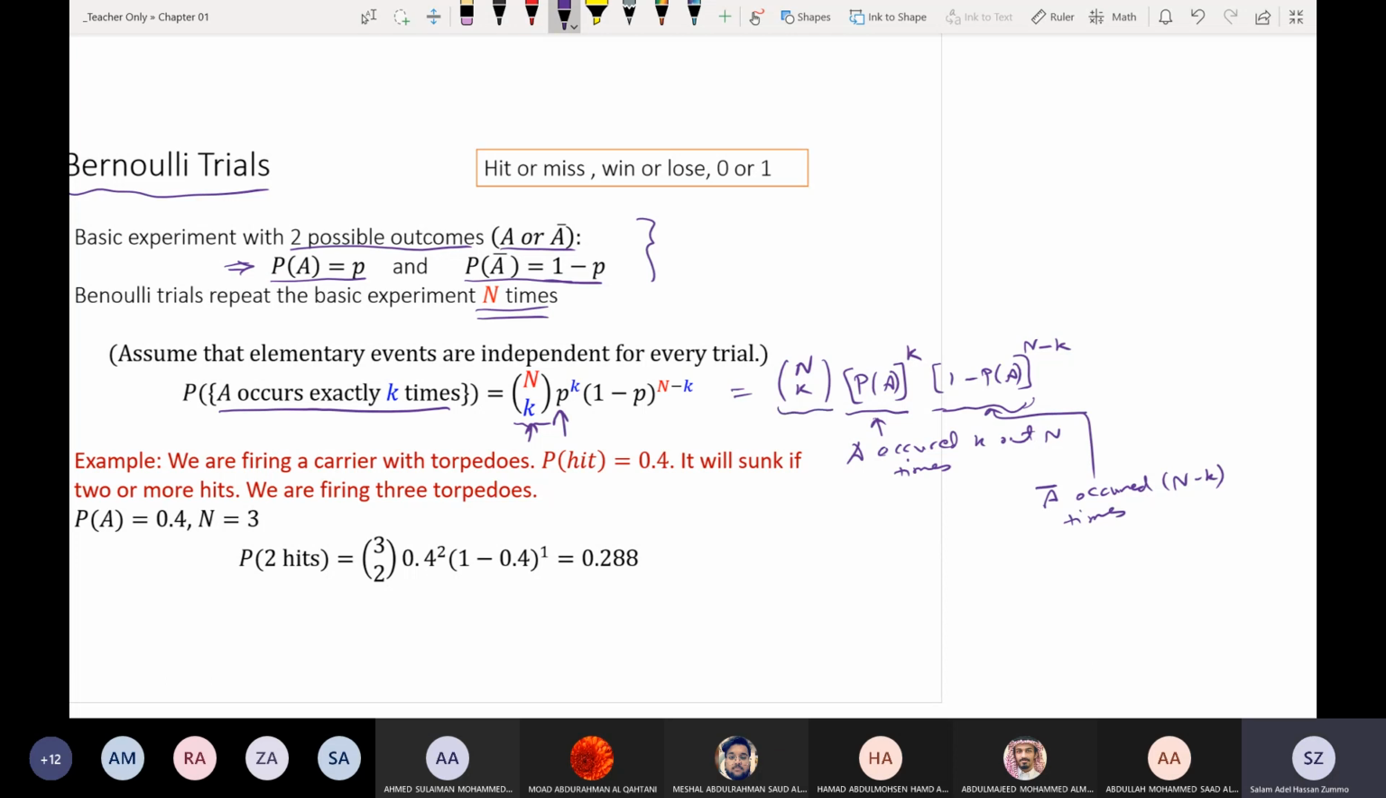And this one is the number of ways a can occur k times out of n. Of course, here, as we said, order is not important.